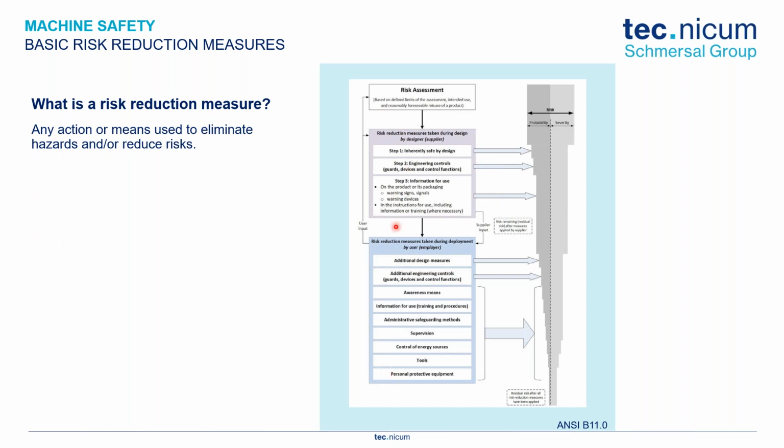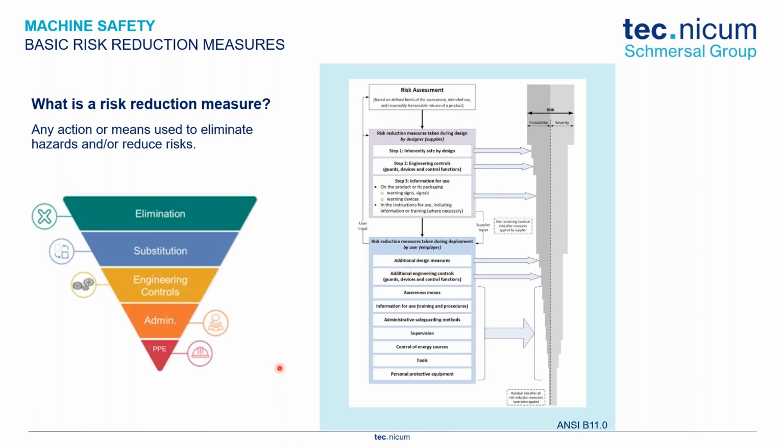So these are the options or the guidance that's provided by ANSI 11.0, and what you typically see in your general safety trainings is this hierarchy of control measures. This is where it's coming from. So, we have a hazard, we have risk associated with this hazard. Let's see if we can eliminate, let's see if we can substitute, let's see if we can add engineering controls, or are we going to rely on administrative measures and PPE?